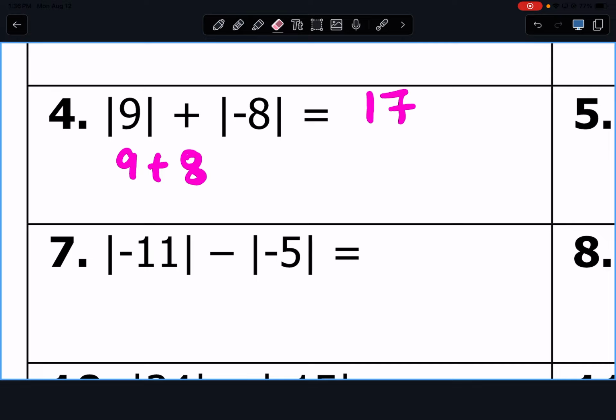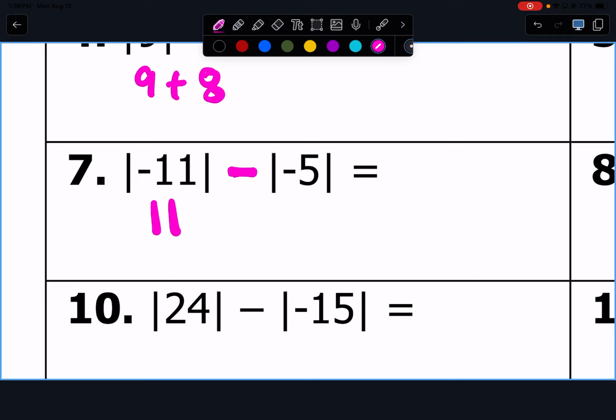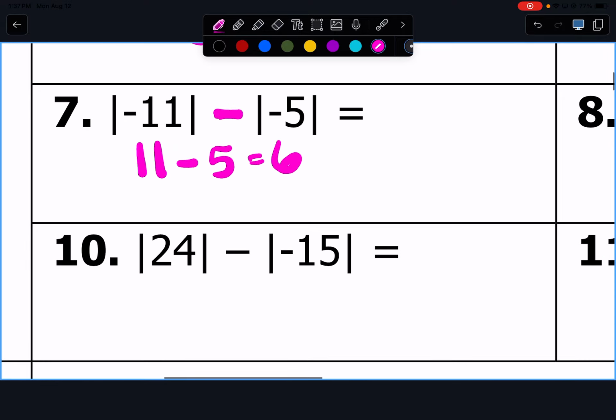Then we're going to jump to 7. It's going to be 6. Why is it going to be 6? Why does this not change? Because it's outside. Is it inside the absolute value lines? No. We're not taking the absolute value of that one. Okay, so we get 11 minus 5, which is 6. What about for 10? 9. Why? It's 24 minus 15. And what is that? 9.